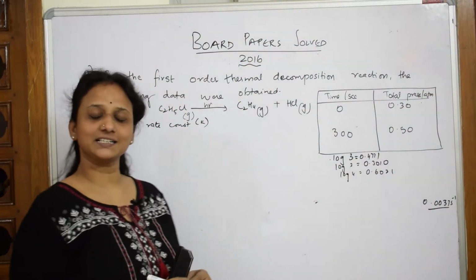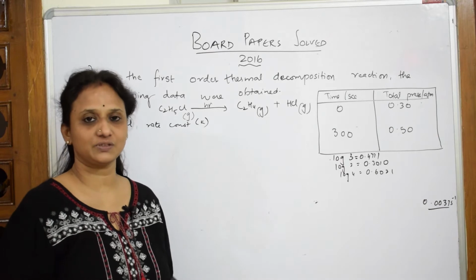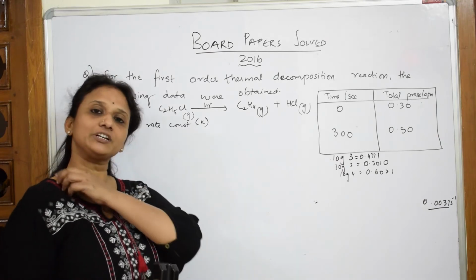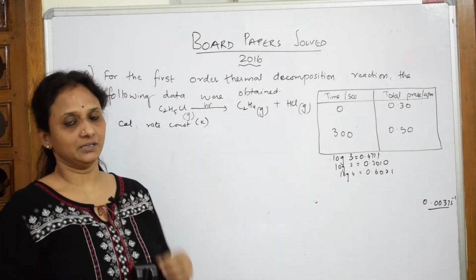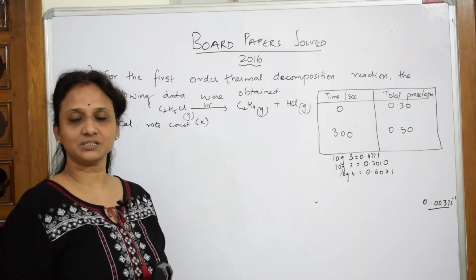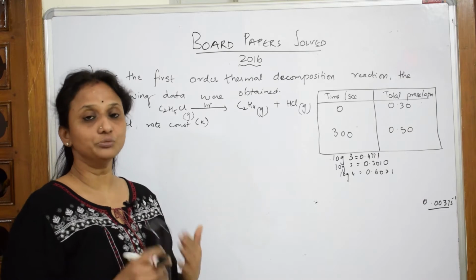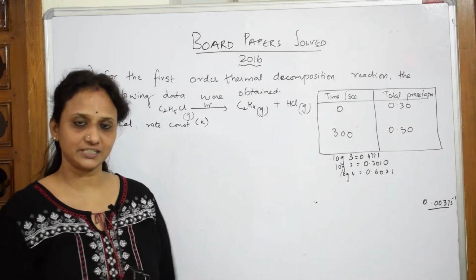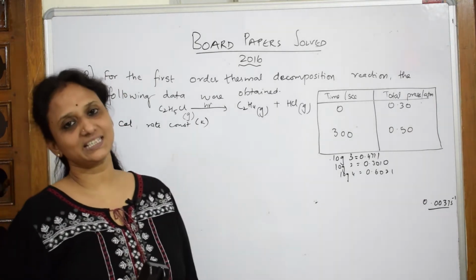Math students, let us do the 2016 board paper. We've already done the 2017 board paper, and please be careful. As I said, the chemical kinetics chapter includes numericals based only on the theory which you have studied. So let us come back and solve the 2016 paper.